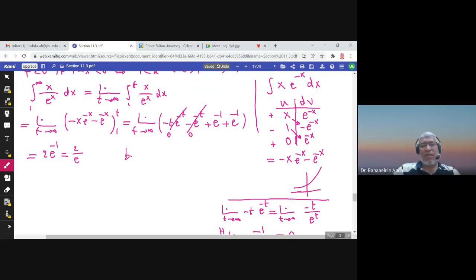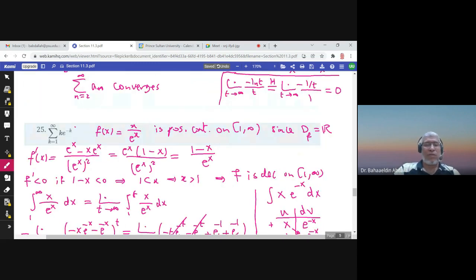This means that the integral is convergent, and by the integral test, the series, well, it is here a_k, I believe, converges. So this is, just call this a_k.